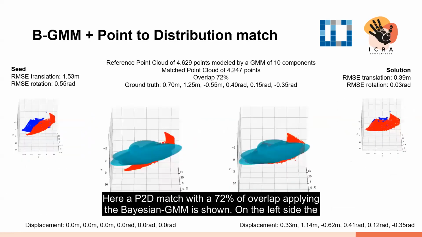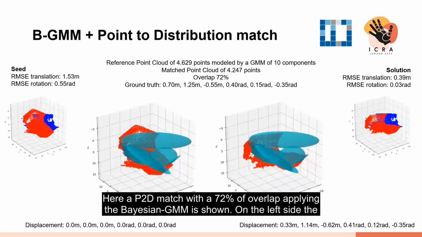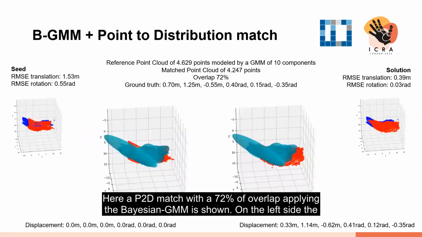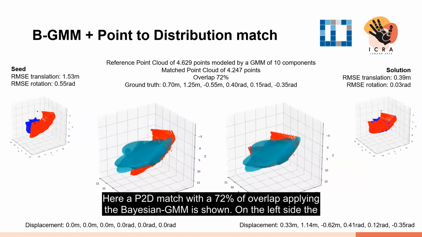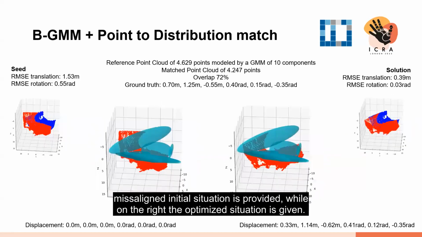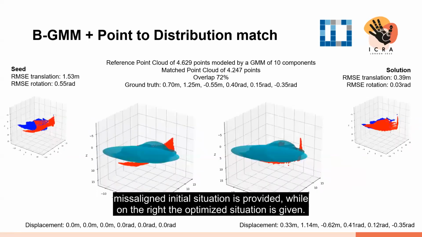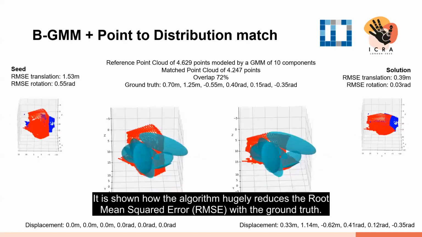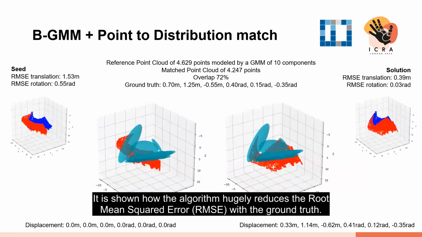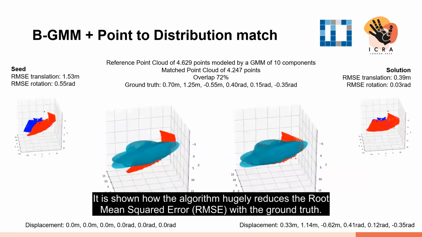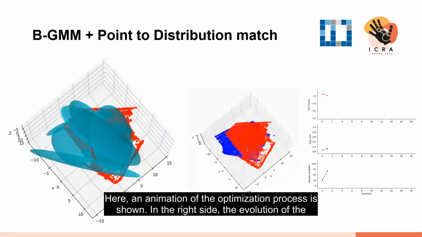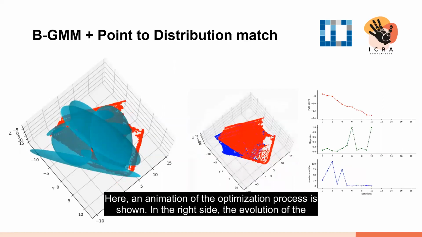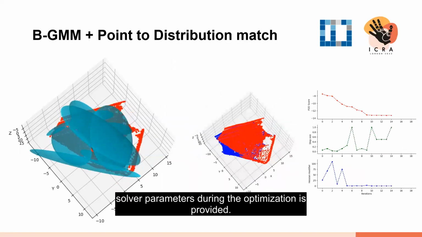Here, a P2D match with a 72% overlap applying the Bayesian-GMM is shown. On the left side, the misaligned initial situation is provided, while on the right, the optimized situation is given. It is shown how the algorithm hugely reduces the root mean square error with respect to the ground truth. Here, an animation of the optimization process is shown. On the right side, the evolution of the solver parameters during the optimization is provided.